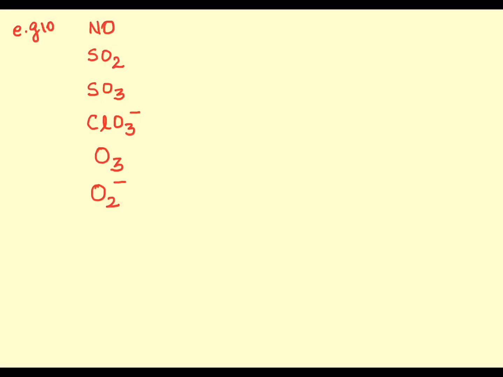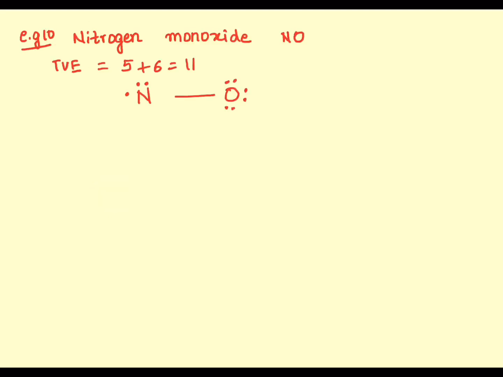In my last video, I had left you with some food for thought. Did you draw the structures for nitric oxide, sulfur dioxide, sulfur trioxide, chlorate, ozone, and peroxide? It's not O2, it's peroxide. Oh, I made a mistake. O2, 2 negative over here, right? Peroxide ion. So are we ready to check your answers? Let's get started. Nitrogen monoxide, first step done.